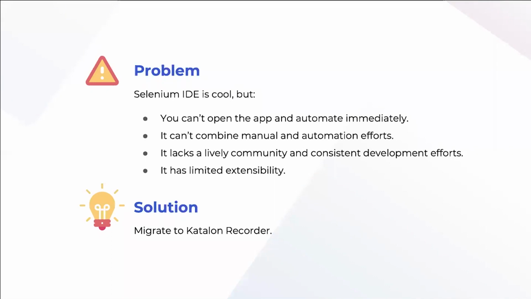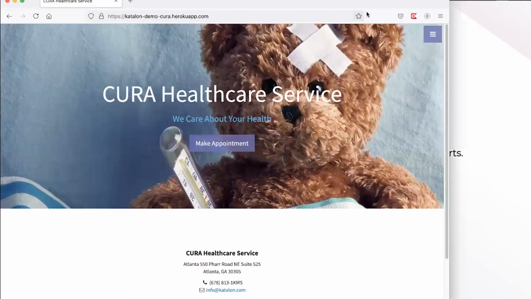So you can execute your automation scripts, and then push the results to TestOps. So you can see the trend of your execution, whether it's taking more time, whether it's failing more often, and then you can optimize your efforts in testing or development. So with all of these areas that Selenium IDE may be lacking in, the solution here is to provide a way to migrate to Katalon Recorder. So let me show you how that works.